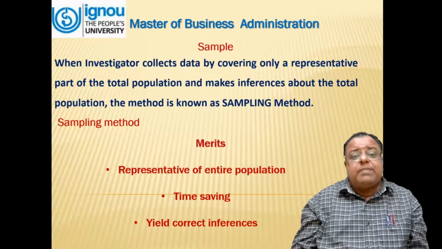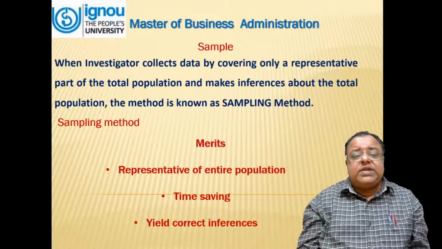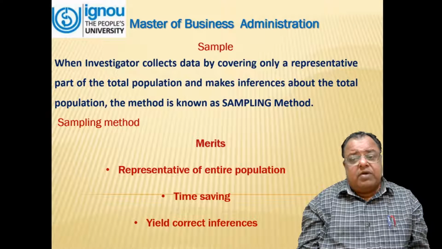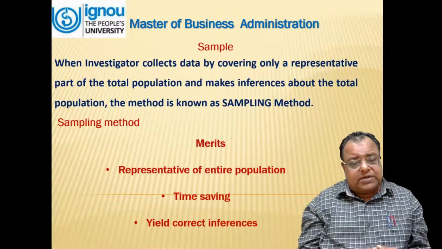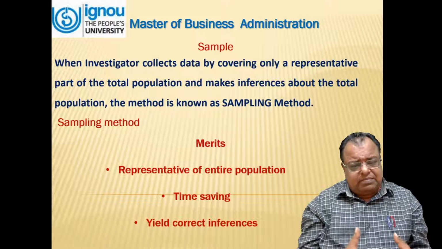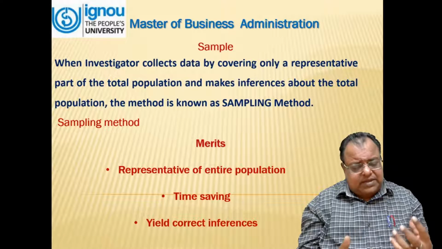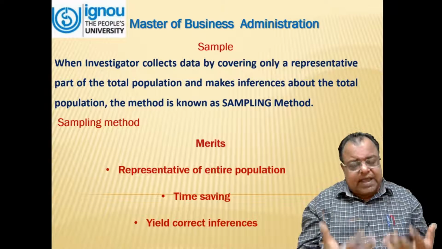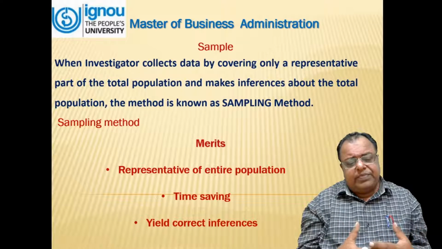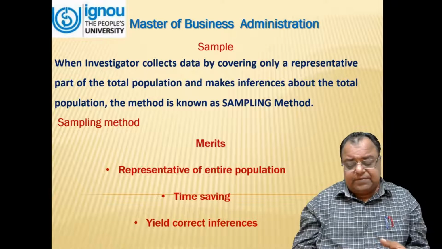If we talk about the sampling method, the investigator collects data by covering only a representative part of the total population and makes inferences about the total population. This method is known as the sampling method. The sampling method has merits because the representativeness is for the entire population. It is time saving and it yields correct inferences.